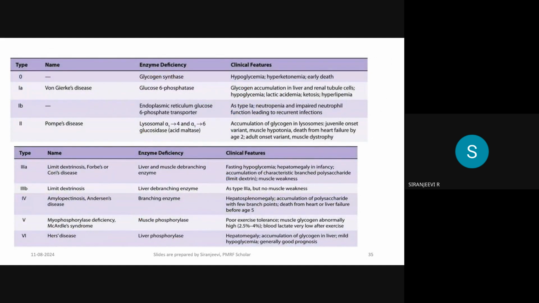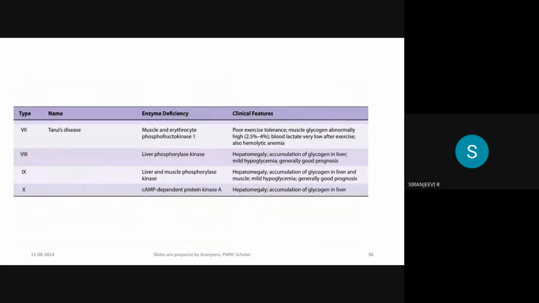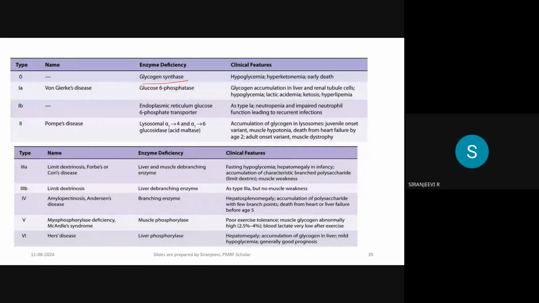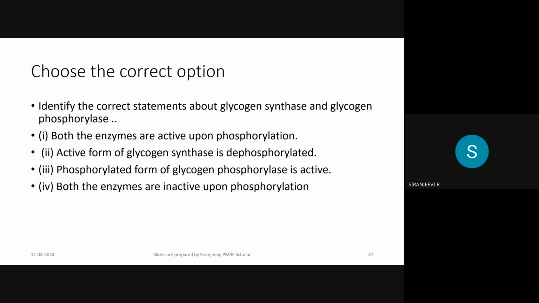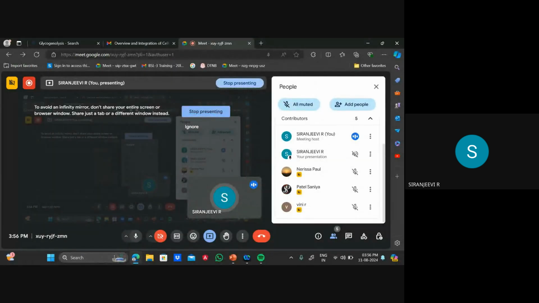Type 0 is called glycogen synthase enzyme deficiency, and type 1 is called von Gierke's disease. Type 1b represents the glucose 6 phosphate transporter deficiency. Likewise, we have up to type 10 GSD. So you can go back to the slides, or stop this lecture whenever I upload the recording, and see what enzyme deficiencies are related to glycogen storage diseases in the system. Okay.